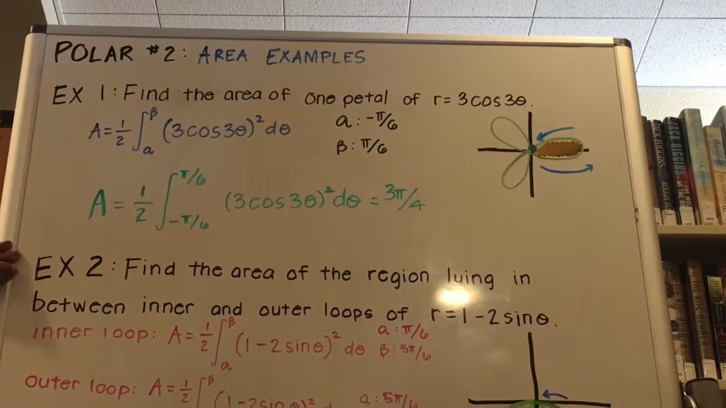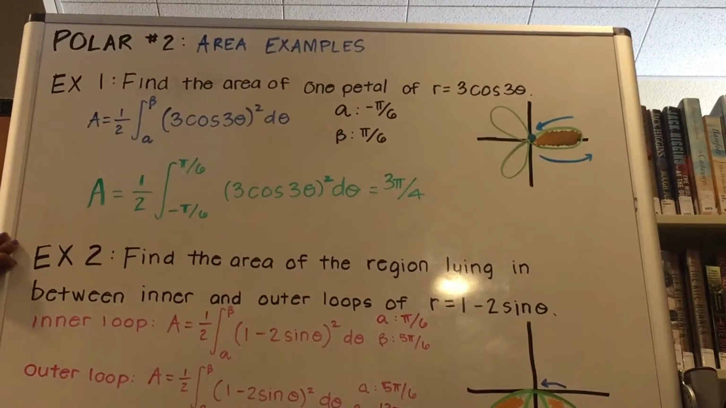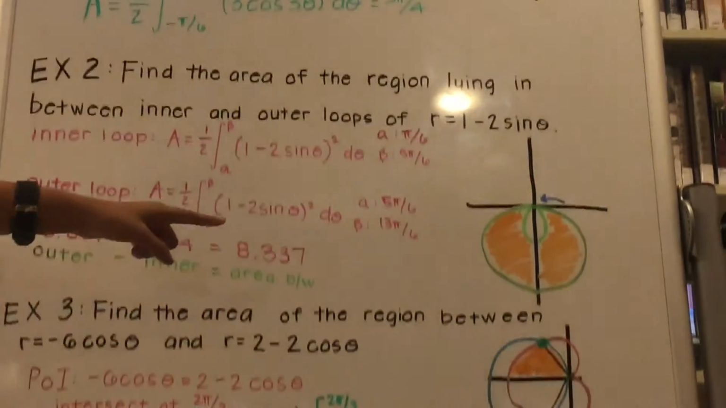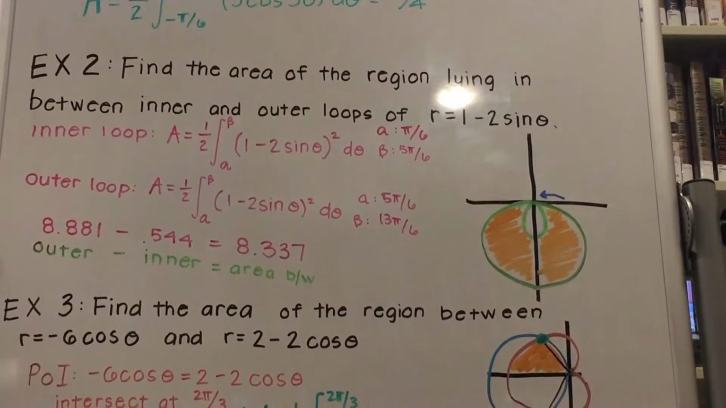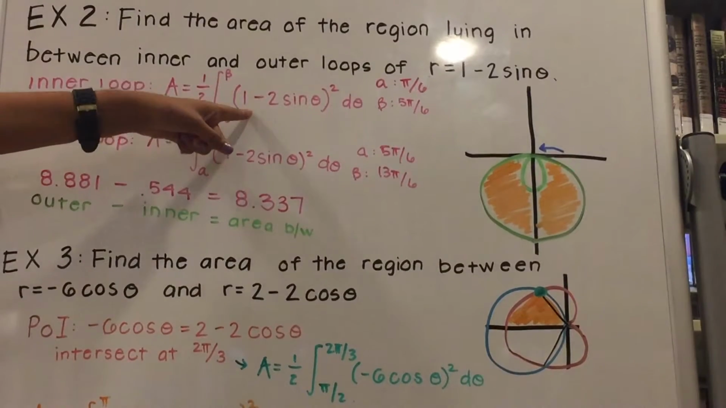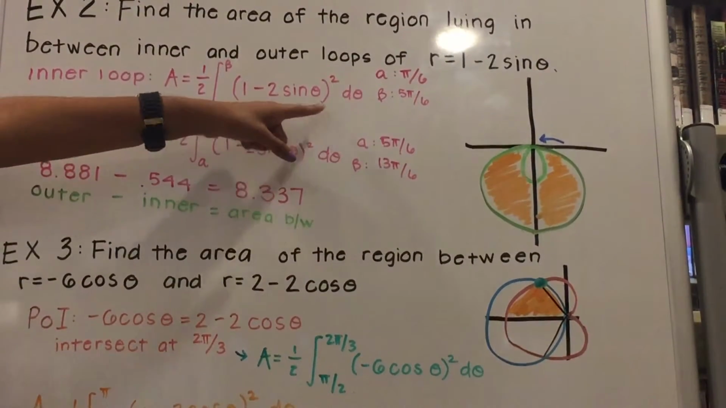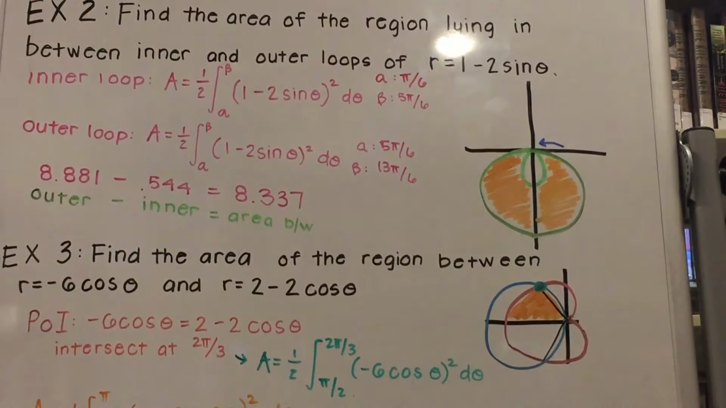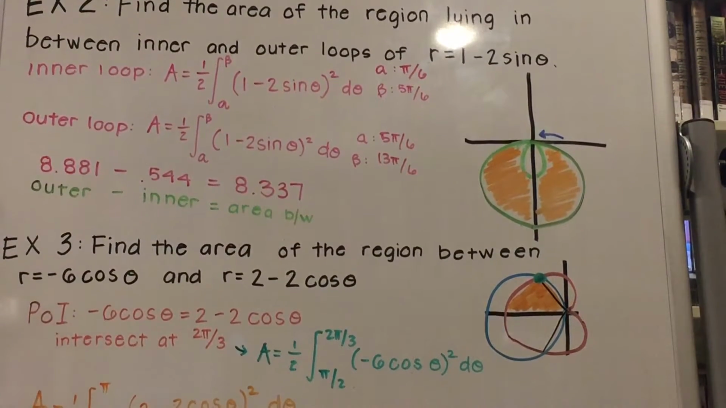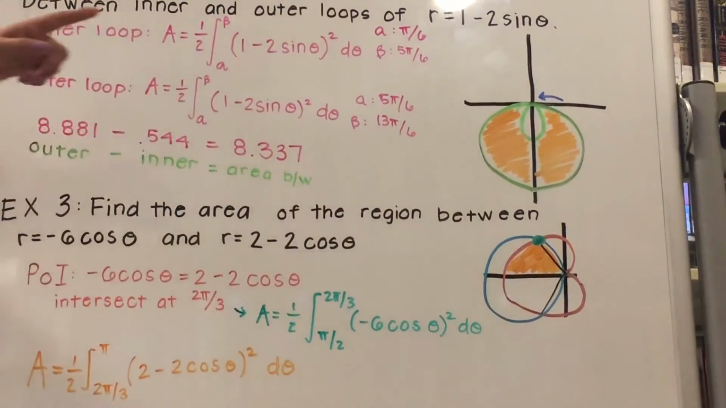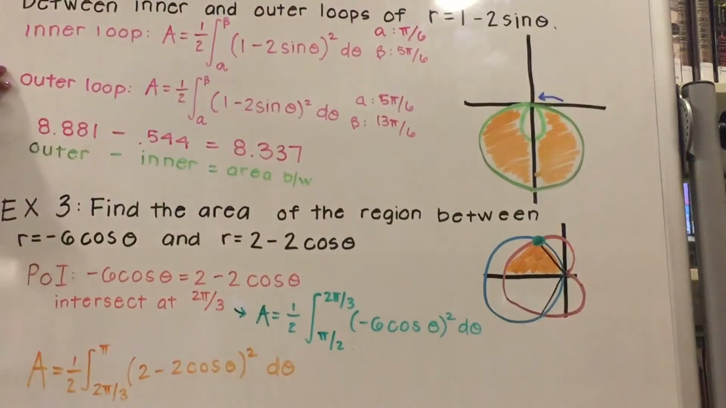Our second example is to find the area of the region lying in between the inner and outer loops of r equals 1 minus 2 sine theta, and that's a looped limaçon on its side. To find the inner loop, you would do a equals 1/2 times the integral from a to b of (1 minus 2 sine theta) squared d theta. If you were to graph this, you would find that the loop is covered when a equals pi over 6 and b equals 5 pi over 6. That would come from finding where the graph touches 0. That will give you the inner loop. The outer loop is just what's remaining.